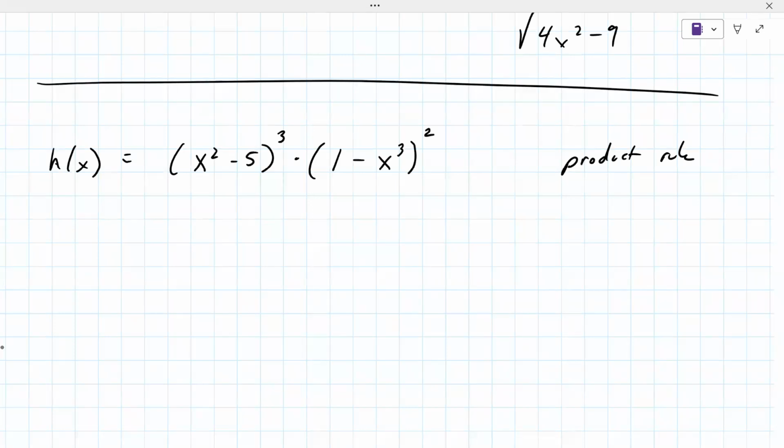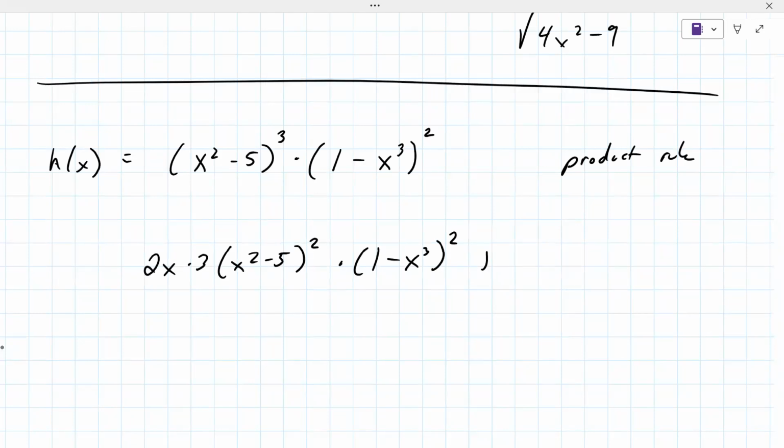Okay. 2x times 3 times x squared minus 5 squared, times 1 minus x cubed squared, plus x squared minus 5 cubed times 3 times 2 times 1 minus x cubed.